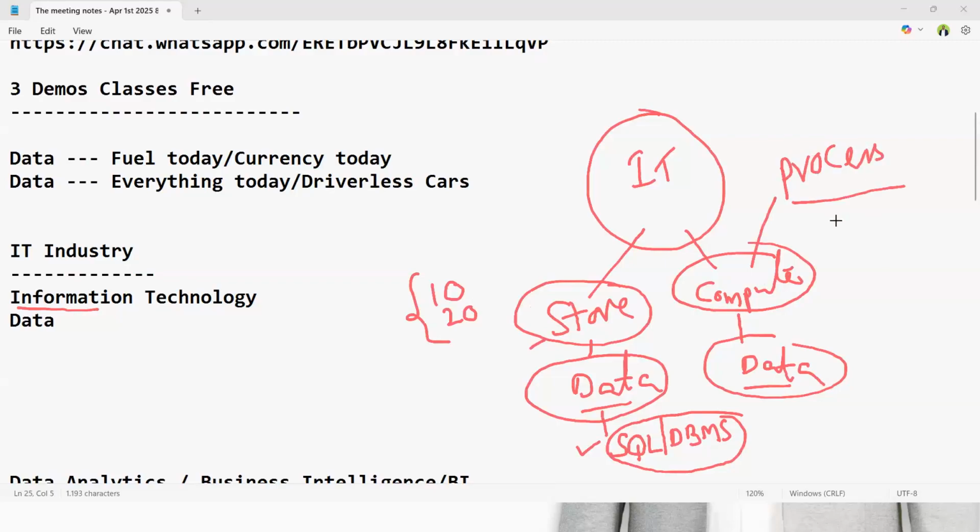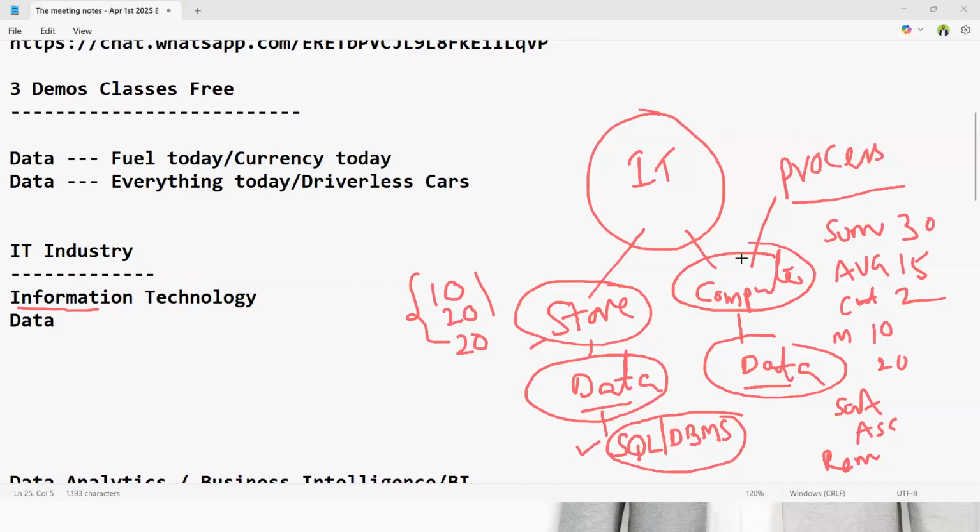Processing means what? You want to know what is the sum of these two numbers? Sum will be 30. What is the average of these two numbers? Average is 15. How many numbers are these? Two numbers. Counting. What is the minimum value? 10. What is the maximum value? 20. I would like to sort the data, ascending order or descending order. So I have one more 20 here. I wanted to remove duplicate. So removing duplicate is also one more computing activity, processing activity, right? So on this data, I wanted to perform summing operation, average, counting, or minimum, maximum, sorting, removing duplicate.